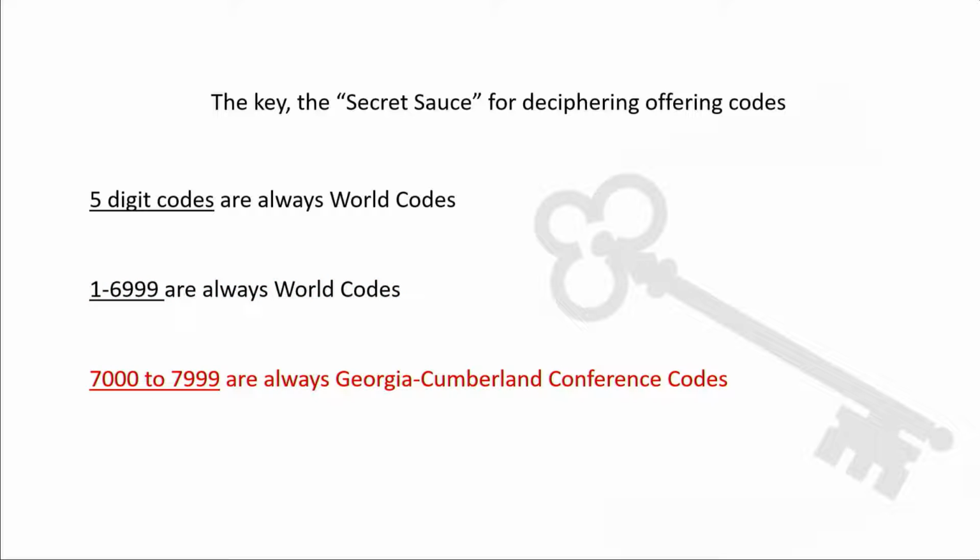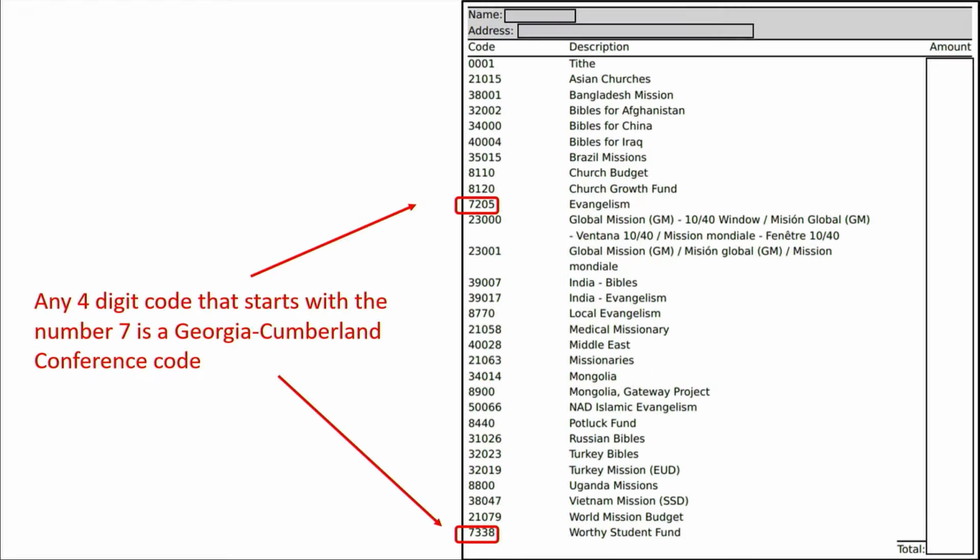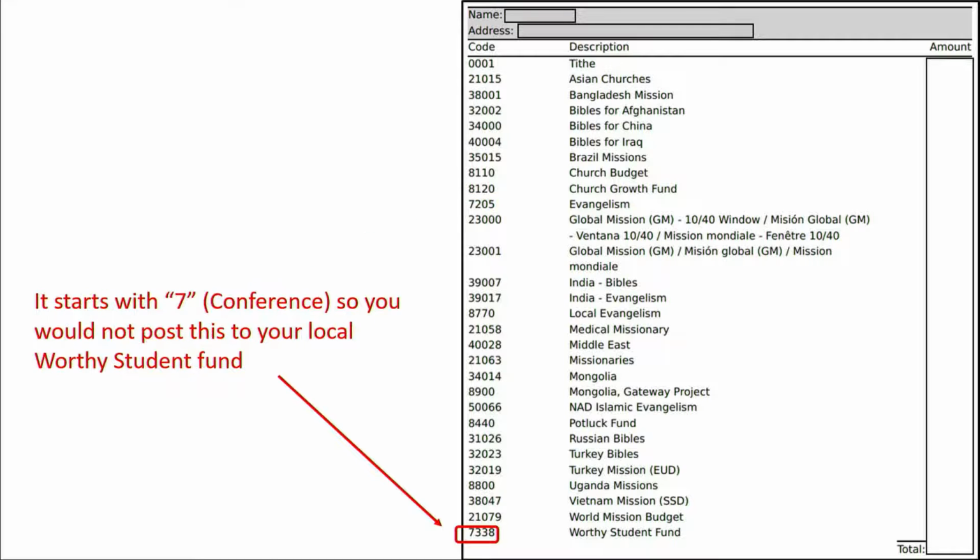7,000 to 7,999 are always Georgia-Cumberland Conference codes. Maybe a better way to say it is, any 4-digit code that starts with the number 7 is a Georgia-Cumberland Conference code. You see a couple of them here on this Adventist Giving donor envelope. So if you see a donation to Worthy Student with a 7338 code, you know not to post it to your local Worthy Student Fund.